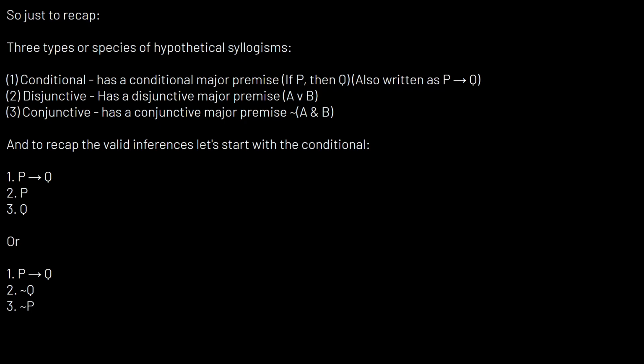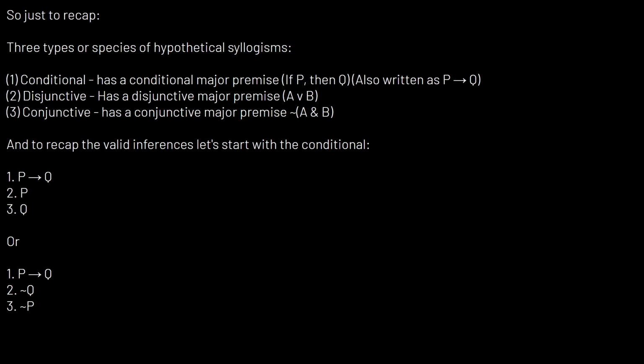Then we have a second, which is a disjunctive. It also alleges incompatibility with excluding possibilities. That is, it has a disjunctive major premise, that is A or B, right? And then 3, the conjunctive syllogism, which just states an incompatibility between two choices. So it has a conjunctive major premise, that is, it is not the case that both A and B are true.